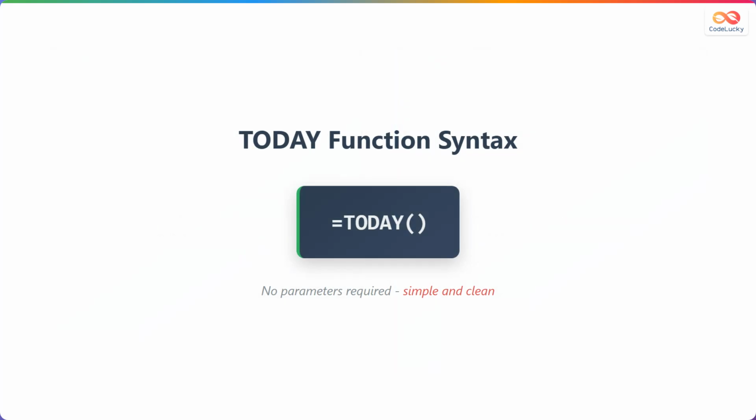Now let's look at the syntax for the Today function. It's very simple. You just type =TODAY(). That's it. No parameters are required. It's a clean and straightforward way to get the current date.